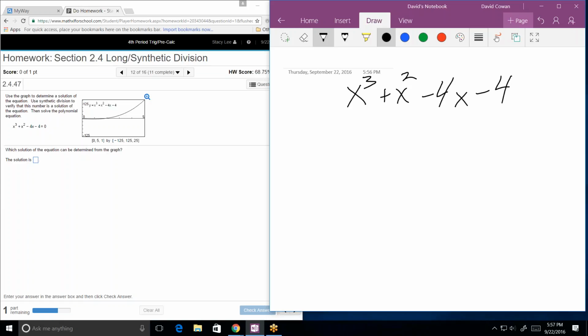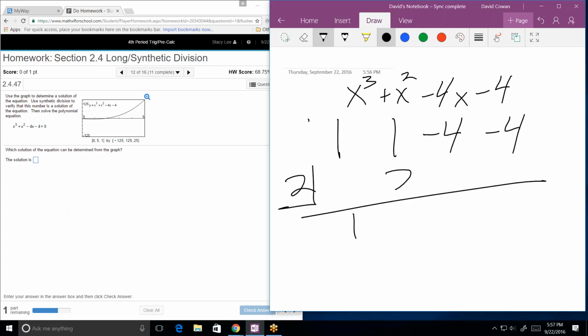So I could rather easily solve that without using anything fancy. But their instructions say use the graph to find the one solution, and it's clear x equals 2 is one of the zeros, and then use synthetic division to solve for the rest of it. So I'm merely going to do the same thing we've been doing. I'm going to divide that polynomial synthetically by 2.